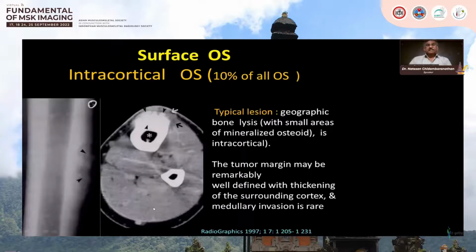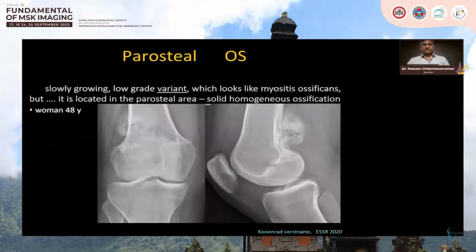Then coming to the surface osteosarcoma, it can be intracortical. It is confined only to the cortex with clear-cut margin, with lysis, with a mineralized osteoid matrix with sclerotic areas on CT examination. This is a typical surface intracortical osteosarcoma.